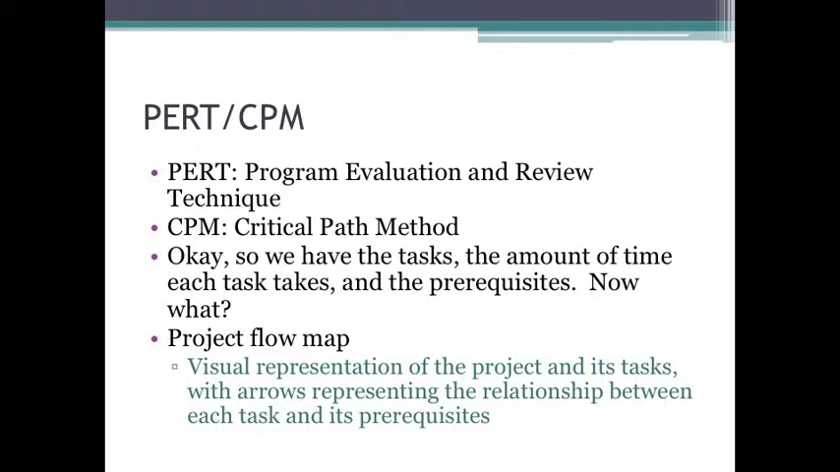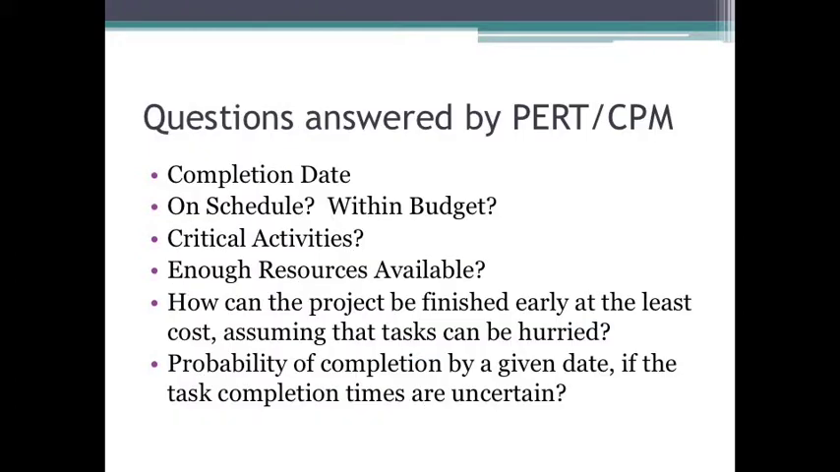So, with PERT CPM, we have the tasks, we have the amount of time that each task takes, we have a list of prerequisites for each task. So now what? Well, the first thing that we would do once we have that information is develop a project flow map. A project flow map is just a visual representation of the project and its tasks, with arrows representing the relationship between each task and its prerequisites. Basically, we represent each task as a node and the relationship between those tasks as arrows.